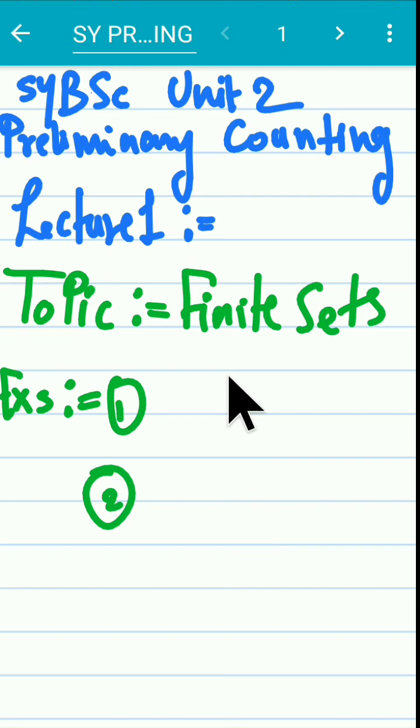थोड़ा busy था और इस नवंबर के बाद I will be regular on this SY BSc portion and TY BSc portion also. But अभी के लिए lecture number 1 को start करता.